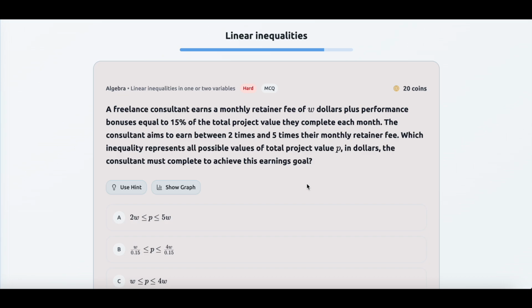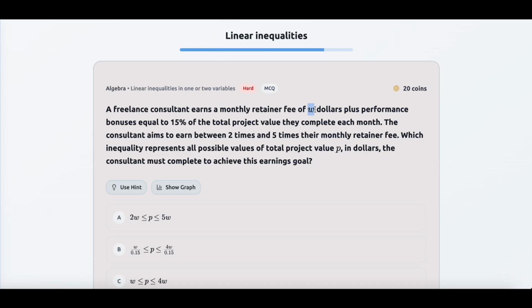But this one says a freelance consultant earns a monthly retainer fee of W dollars plus performance bonuses equal to 15% of the total project value they complete each month. The consultant aims to earn between 2 and 5 times their monthly retainer fee, which inequality represents all possible values of the total project value P in dollars the consultant must complete to achieve this earnings goal? Okay, interesting. So they earn this monthly retainer fee of W dollars.